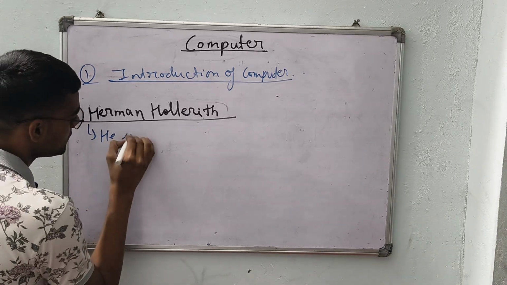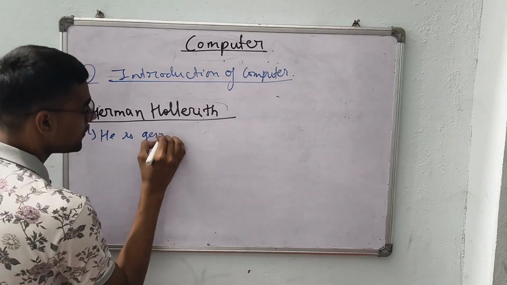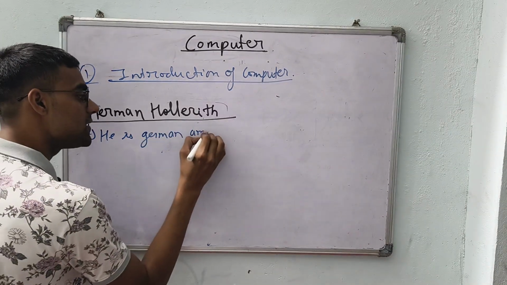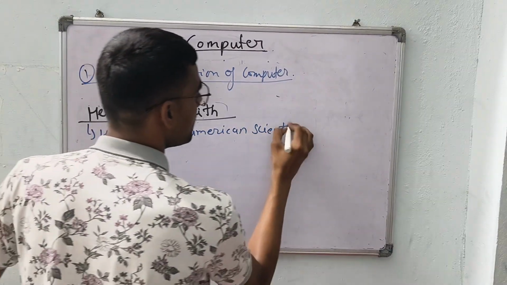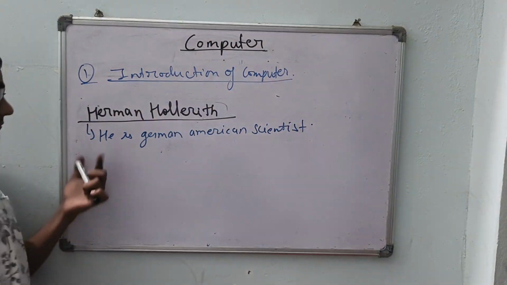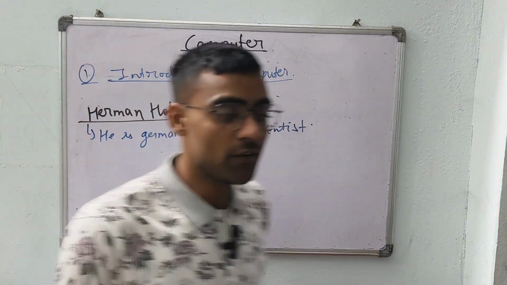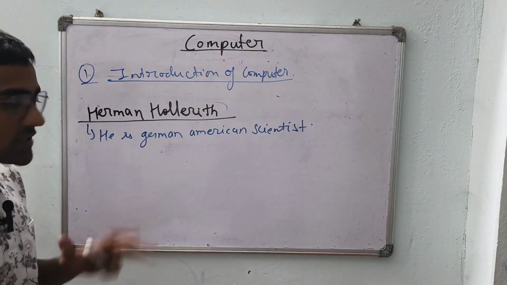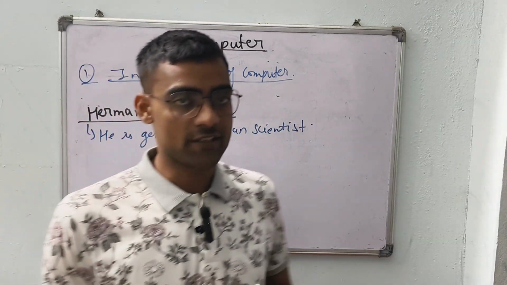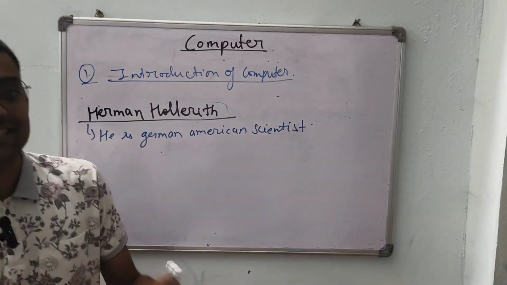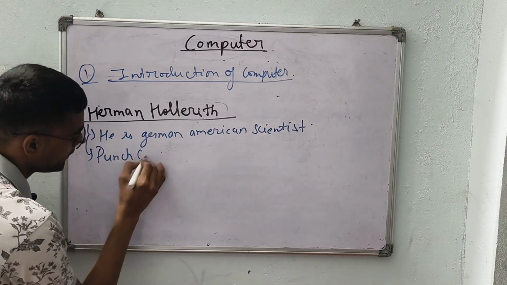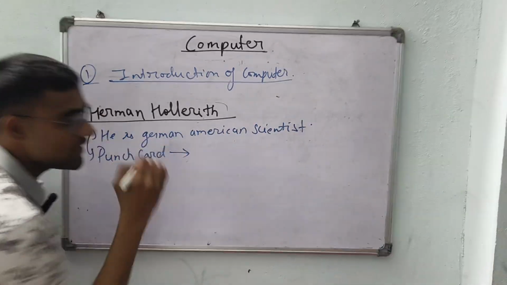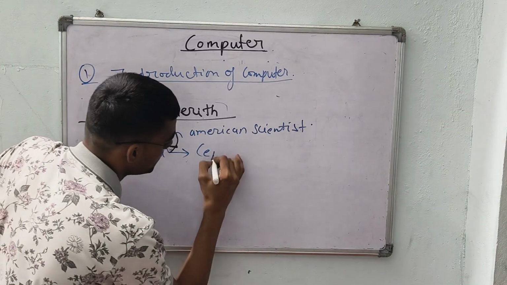Hermann Hollerith is a German American scientist. He discovered, for the first time, the punch card for the census. What did he discover? The punch card. And that punch card he discovered for the census.